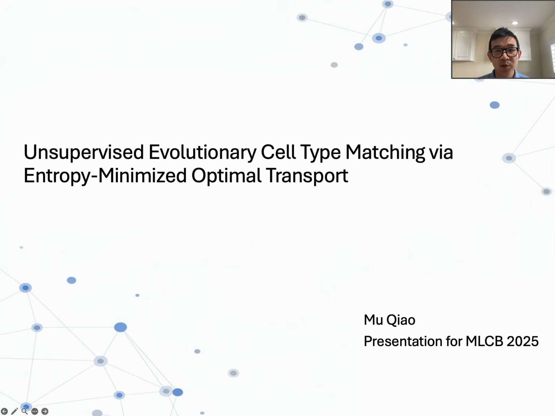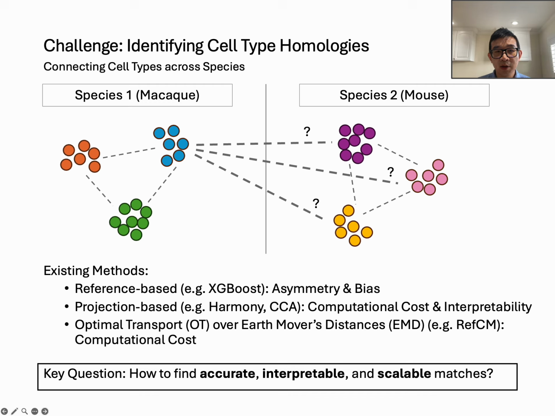Today, I'm thrilled to introduce OT-Mesh, a fast and accurate framework for uncovering the evolutionary connections between cell types across species. The explosion of single-cell data has given us an unprecedented view of life diversity, but it also presents a fundamental challenge: how to identify cell type homologies between species. For example, looking at these clusters, how do we know which mouse cell type corresponds to the blue cell type in macaque? To solve this, several approaches have been developed, but each comes with certain trade-offs.